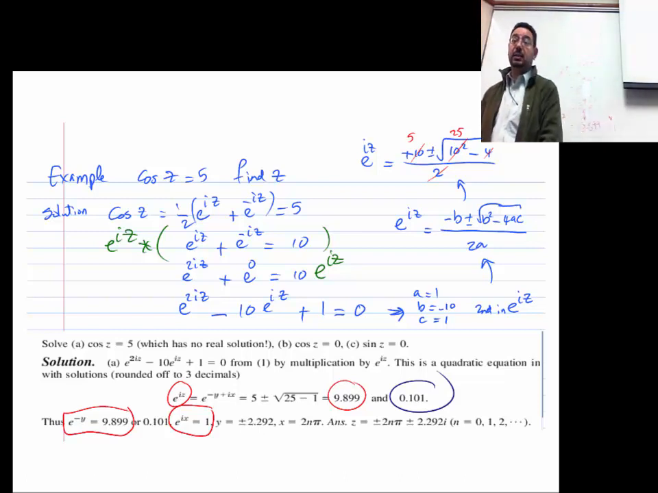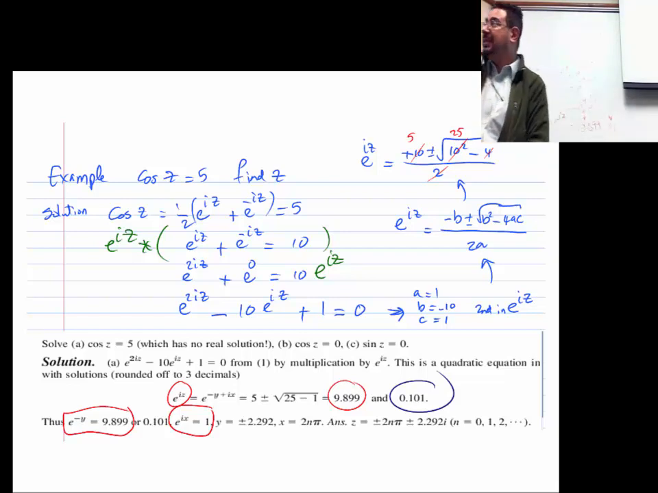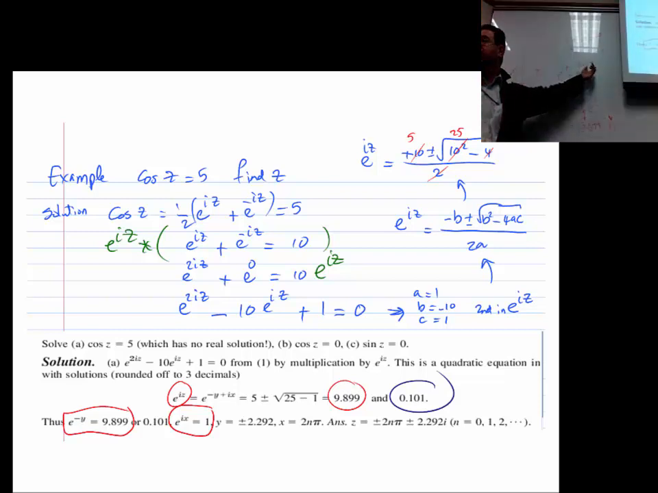No, the x is the real part and the y is the imaginary part. I know it's confusing because here that x was the imaginary and that y is real, but that's because only e to power iz. What this i here did was flip the x and the y. But the z that we are after is still x plus iy.